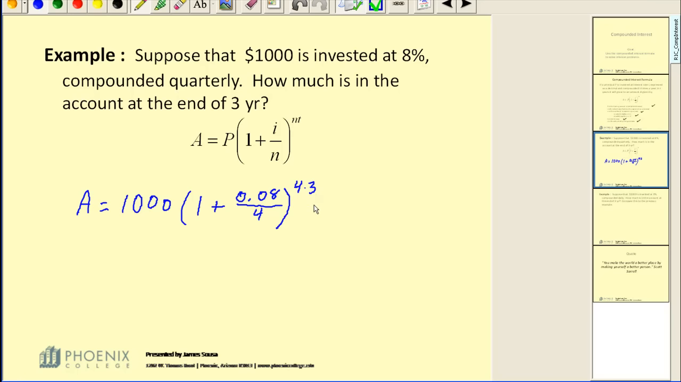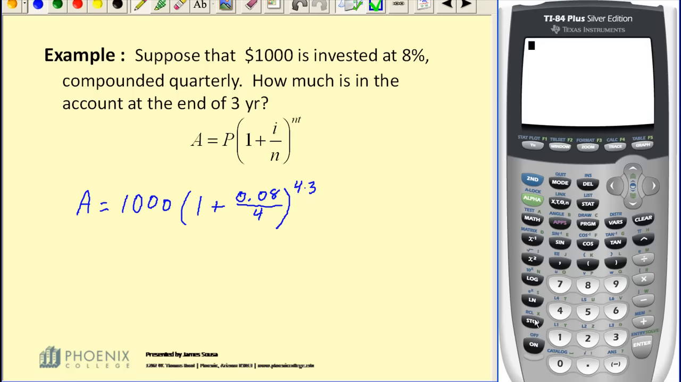Okay, let's go ahead and go to the calculator and simplify this expression on the right side. So we're going to enter it in pretty much just as we see it. 1,000 times the quantity 1 plus 0.08 divided by 4, and that's going to be raised to the 4 times 3 power. I'll put 4 times 3 in parentheses. Oh, of course, I could just put 12. And that's pretty much all we have to do.